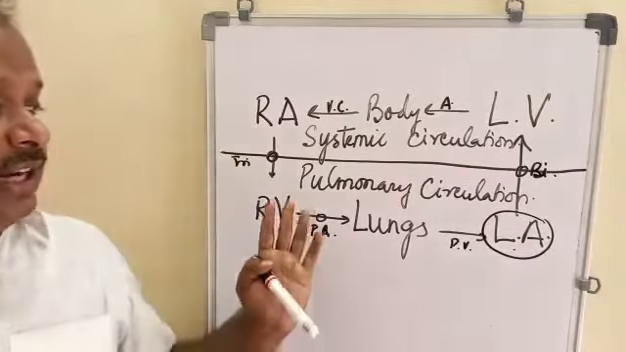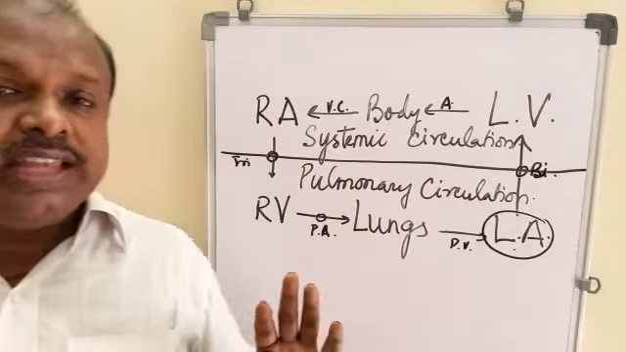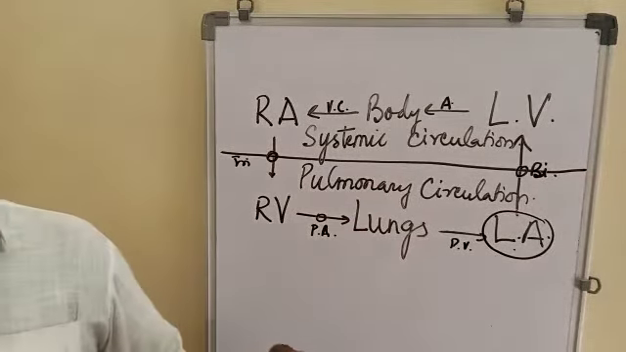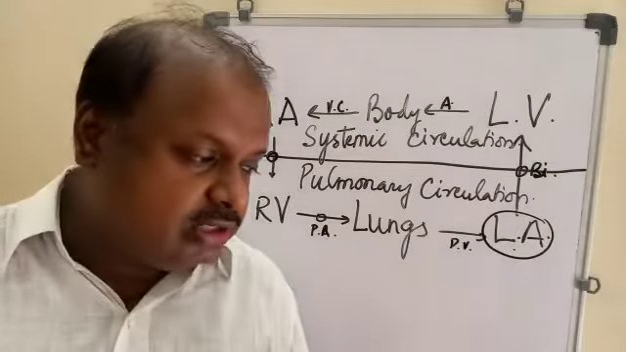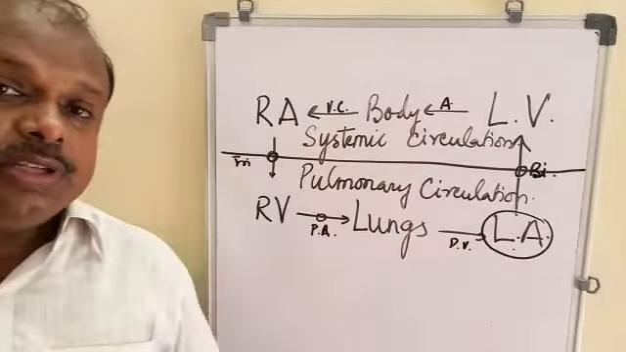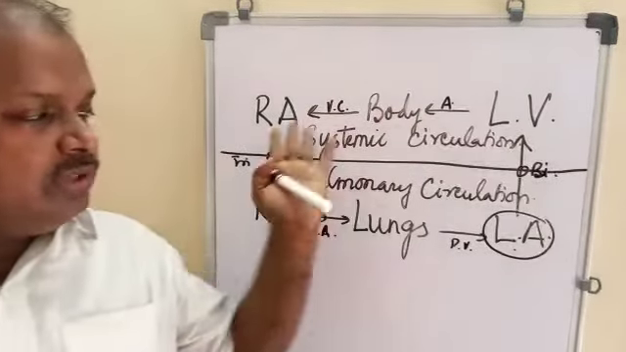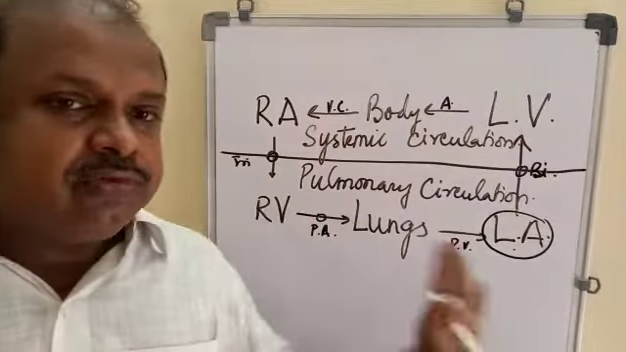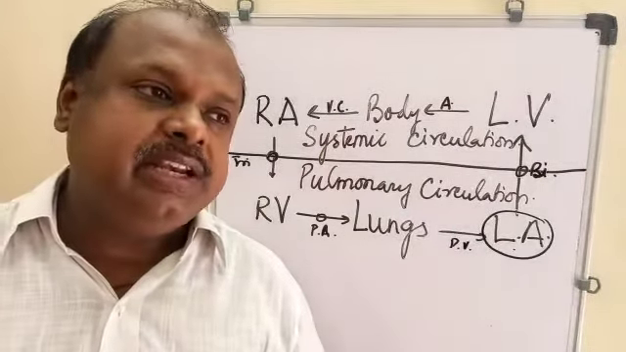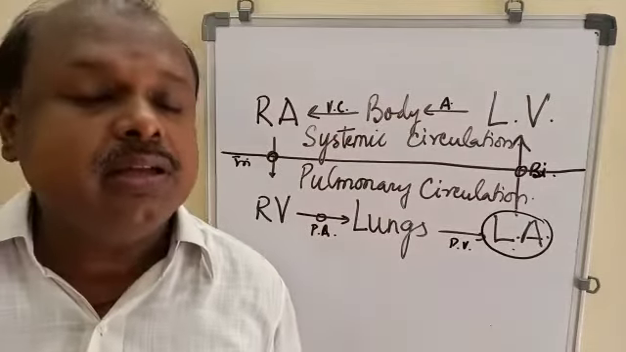So you can get the definition in your examination, or simply you can get the question: what is pulmonary circulation, or why is the circulation in human beings called double circulation. Any sort of questions we can get, but with the help of this diagram only, we have to write the complete definition of pulmonary and systemic circulation.